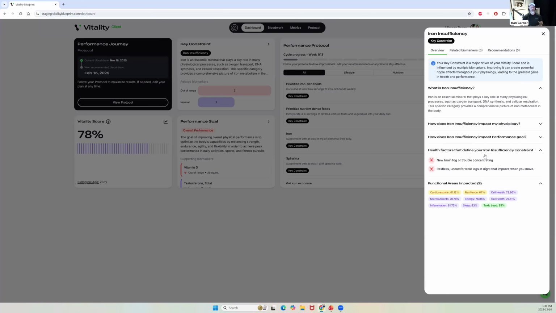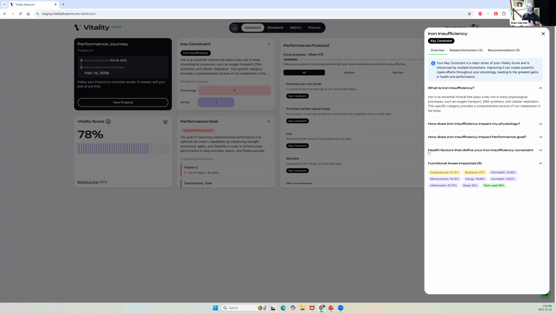You're getting a massive amount of belief and buy-in, and as a coach, I don't like to be nervous. I like to be confident. So when this comes through, Miranda did say she has new brain fog, trouble concentrating. She has restless legs at night. This is low iron. This is low iron all day. So you're able to actually connect that. She already filled that out, and that becomes a beautiful part of this entire narrative flow.